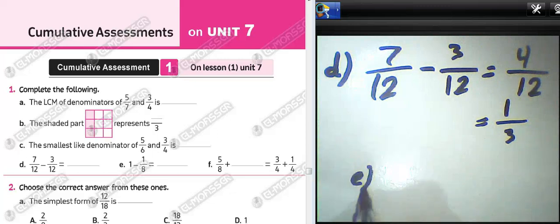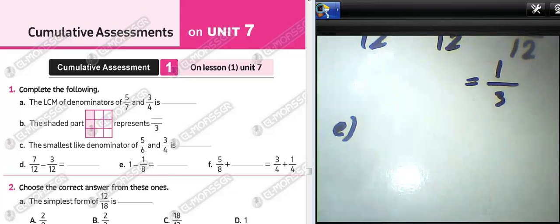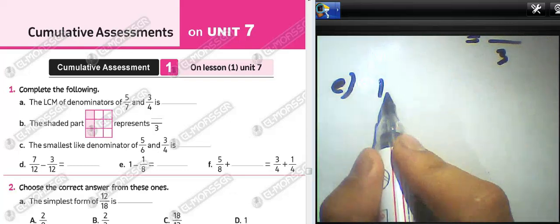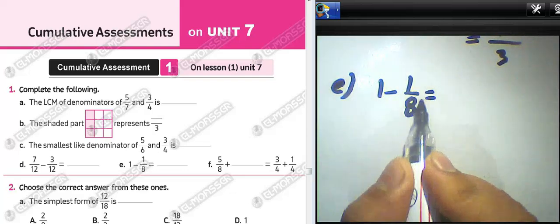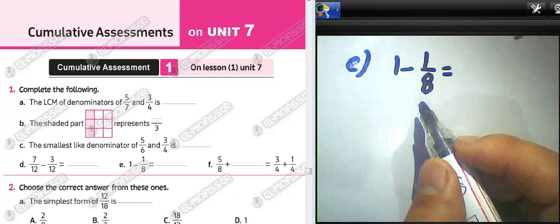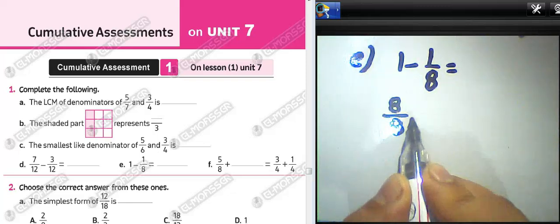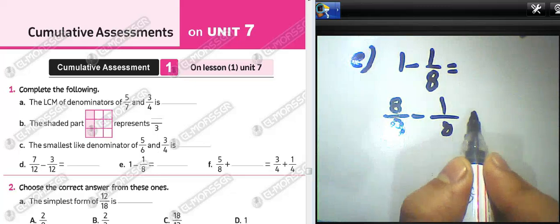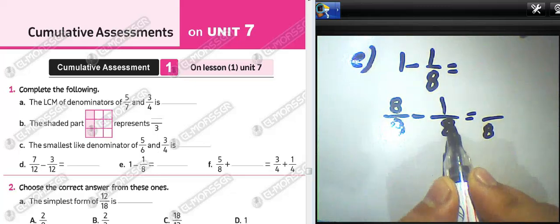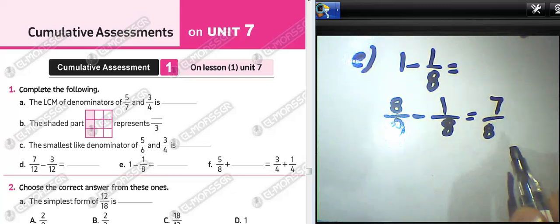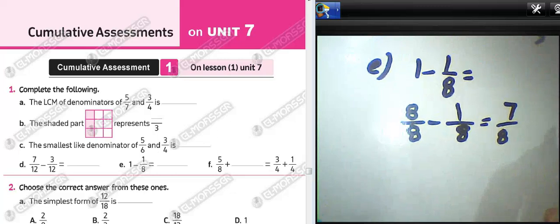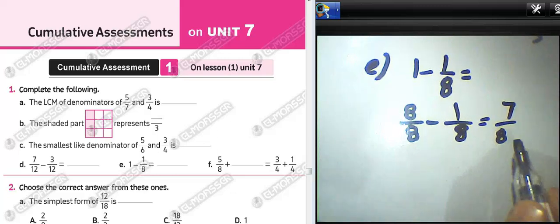Question letter E. 1 subtract 1 over 8. We can find the result. Convert 1 here to 8 over 8, subtract 1 over 8. We write 8 in the denominator here, and 8 minus 1 equals 7. Then the result will be 7 over 8. So that's the result for question letter E.